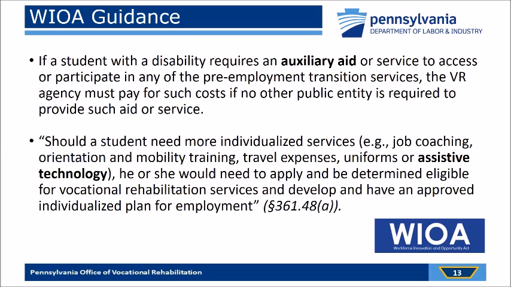However, should a student need more individualized services, and here is where we see assistive technology, then that student would need to apply and be determined eligible for vocational rehabilitation services. So we're seeing within WIOA the distinction between auxiliary aids and assistive technology. One we can use PETS funds for, the other one the student would need to open a case for.